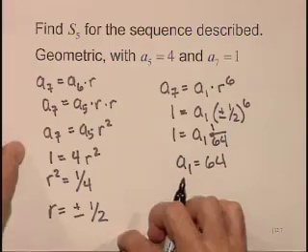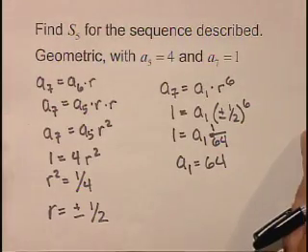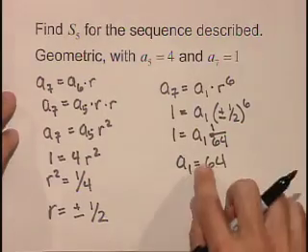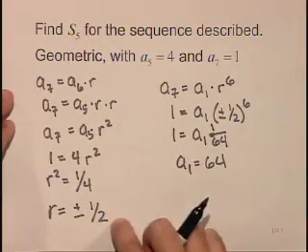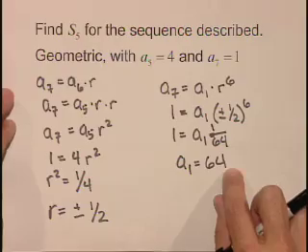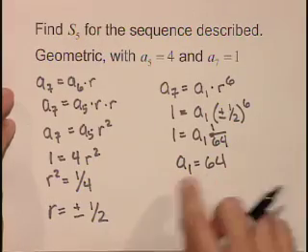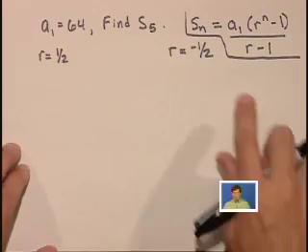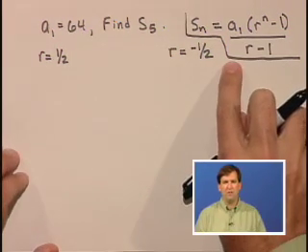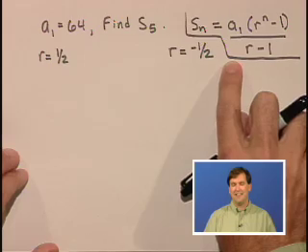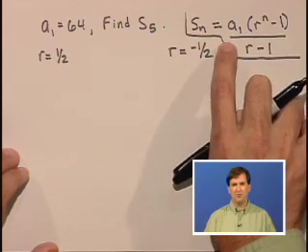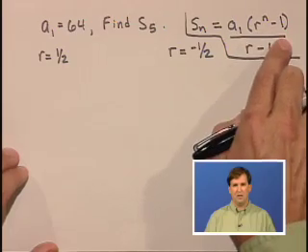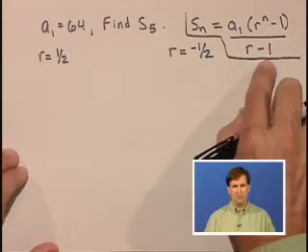Okay, so now we need to add up the first 5 terms for this sequence, but we actually have 2 sequences that we need to check. The first sequence we need to check has the first term 64 and a ratio of 1/2. The second sequence has a1 being 64, but the ratio being negative 1/2. So I've written over here the formula for the nth sum. S sub n is equal to the first term a1 times the quantity r to the n minus 1, all divided by the quantity r minus 1.